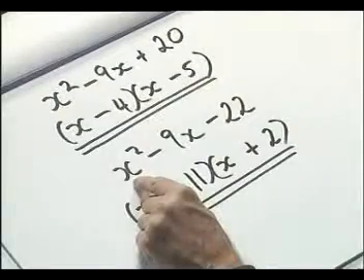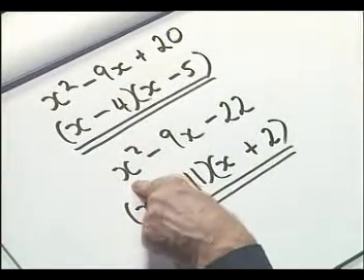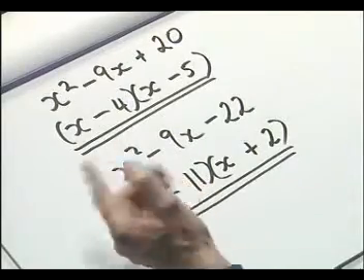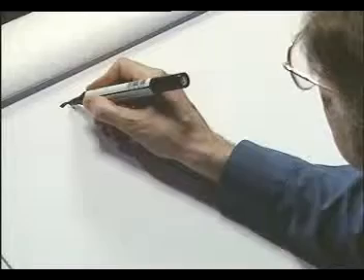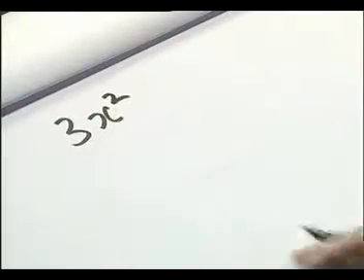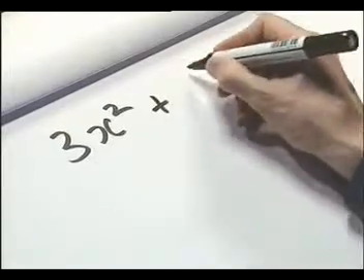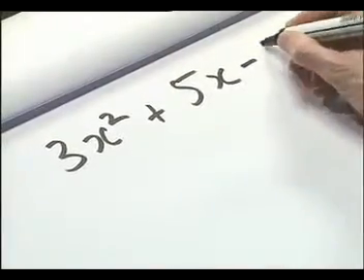If we have quadratic expressions which don't have a unit coefficient, now this is one that has a unit coefficient because this is 1x squared. It could be 2x squared, it could be 6x squared, it could be 11x squared, it could be anything times x squared. That would be harder to do. So let's have a look at how we might tackle some of those. So we take 3x squared plus 5x minus 2.